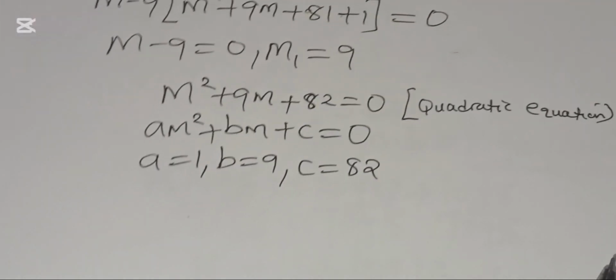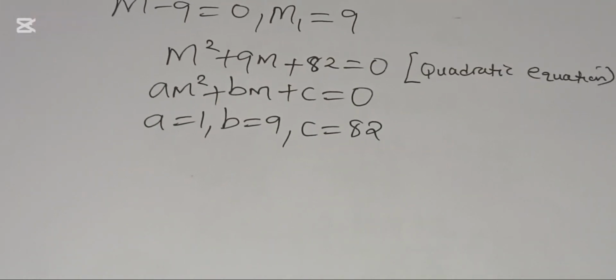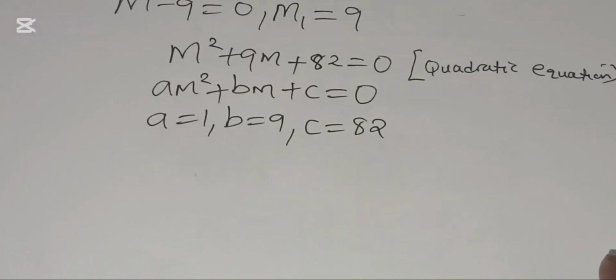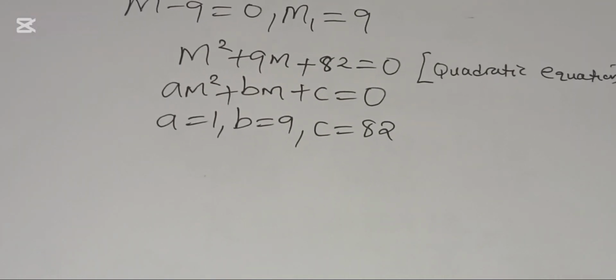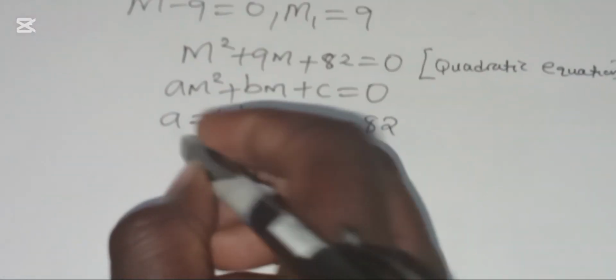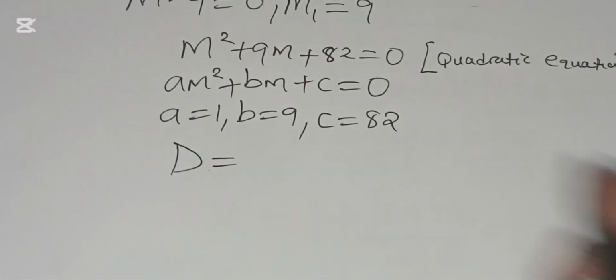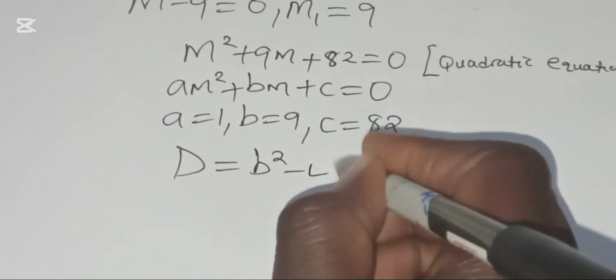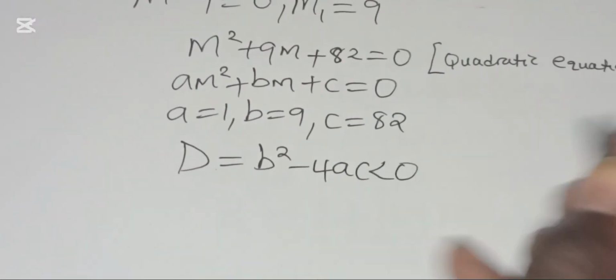Okay, now from this part we can determine the discriminant value, which will tell us the nature of the roots of this quadratic equation. The discriminant value is expressed as b squared minus 4ac. This should be less than 0.